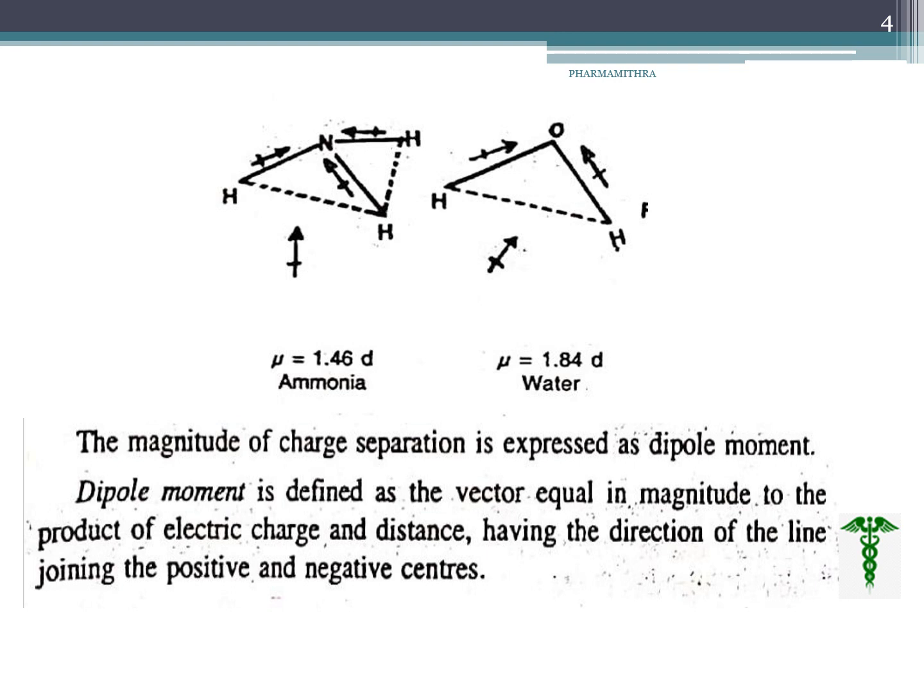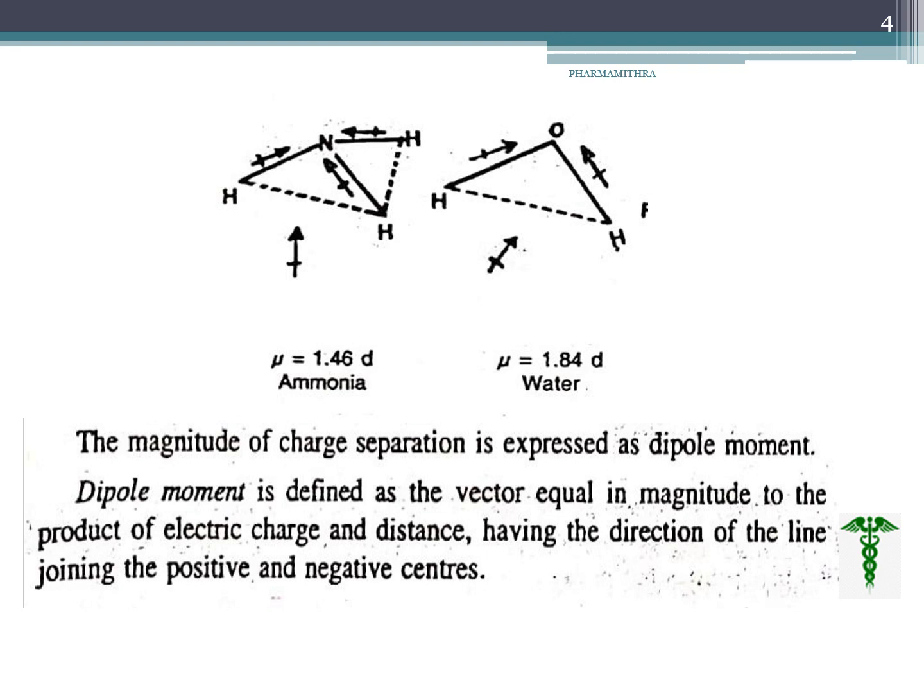As we said, the magnitude of charge separation we express as dipole moment. So how can we define dipole moment? Dipole moment is defined as a vector, meaning it has a direction, equal in magnitude to the product of electric charge and distance. That means dipole moment is a product of electric charge and distance and has direction, so we call it a vector. It has the direction of the line joining the positive and negative centers.